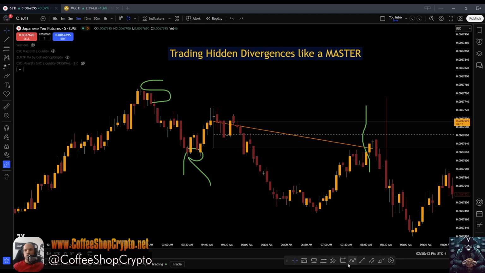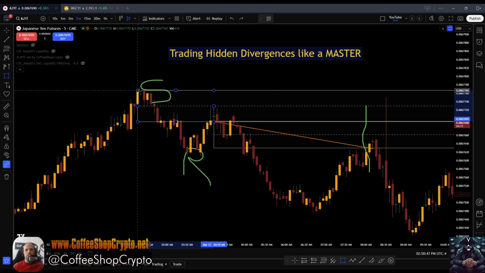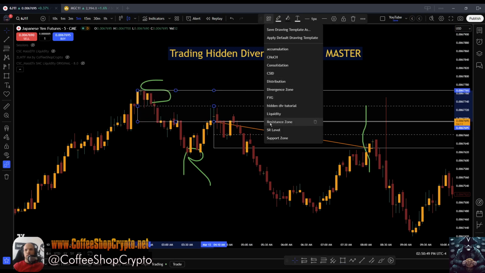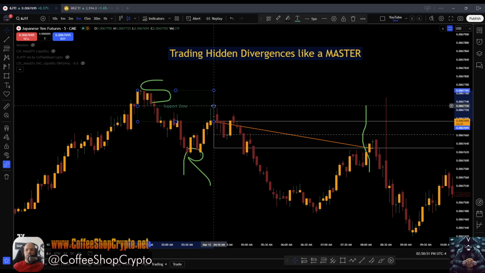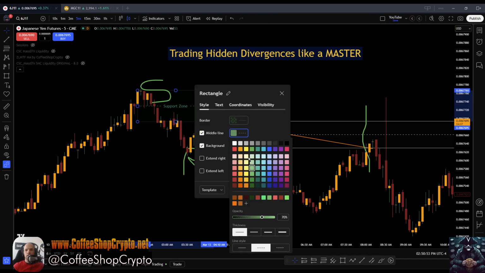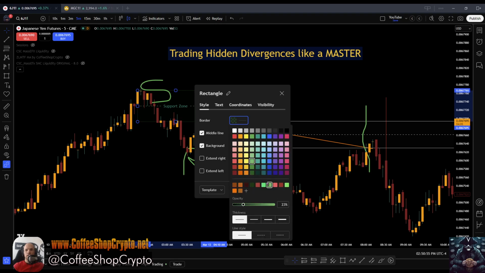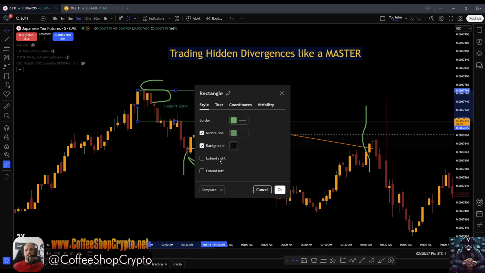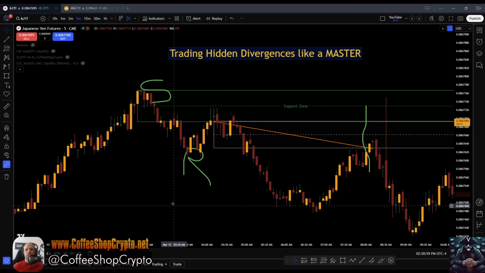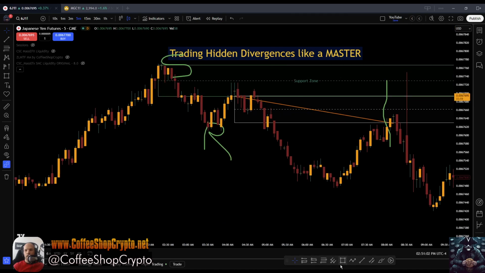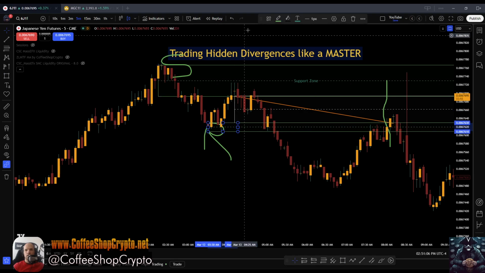Okay, you got that. So now, this is going to be your support zone. I'm going to go from the box to here. Call it support. All right. Give it some color so you guys can see it easily. And we're going to extend that to the right. Okay. And then here we have a low point of the zone right there. This is going to be resistance.